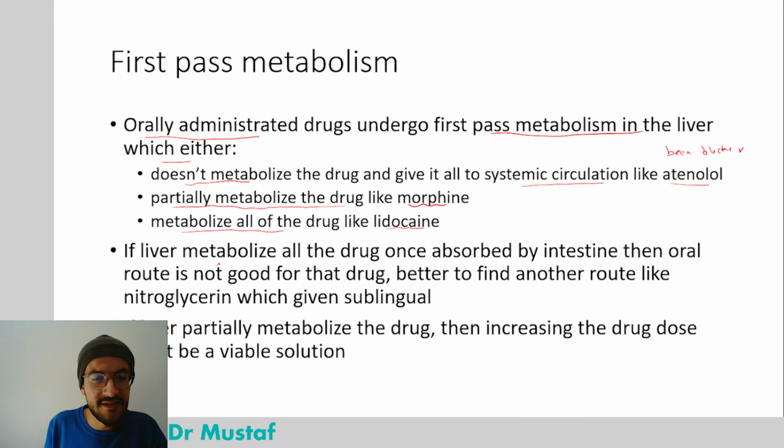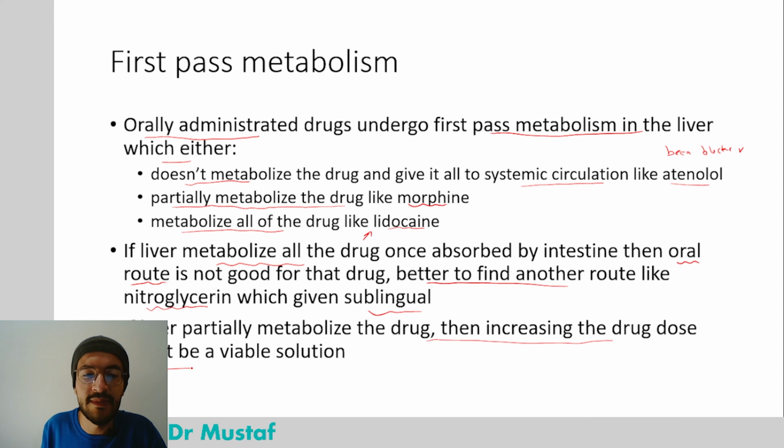If the liver metabolizes all of the drug, like lidocaine here, once absorbed by the intestine, then oral administration is not good. So we would not use lidocaine orally because it would not be beneficial. And it is better to find another route, like nitroglycerin, which is used sublingually. And if the liver partially metabolizes the drug, then increasing the drug dose might be a viable solution. With morphine, we can increase the oral dose and get the same effect that we get with the intravenous dose.